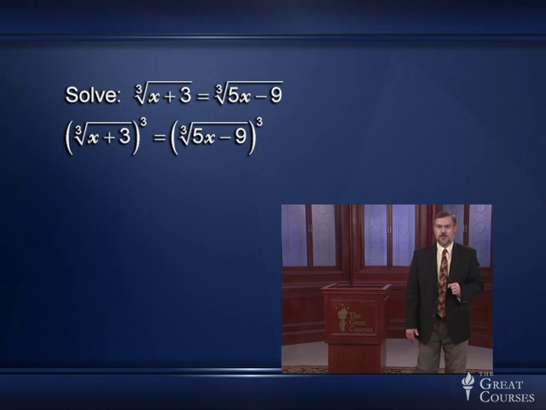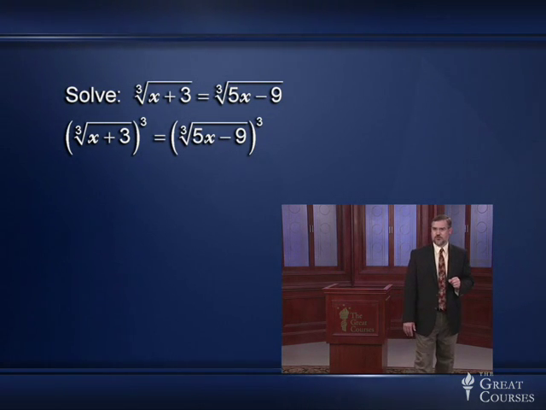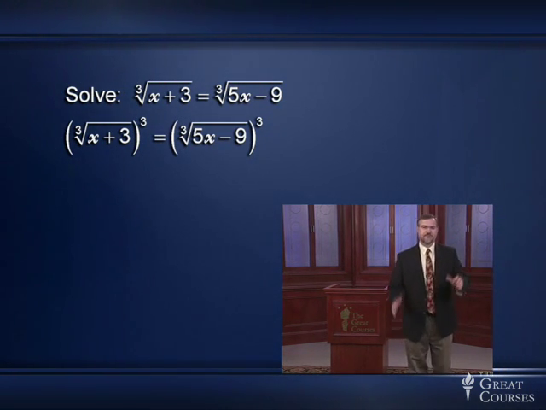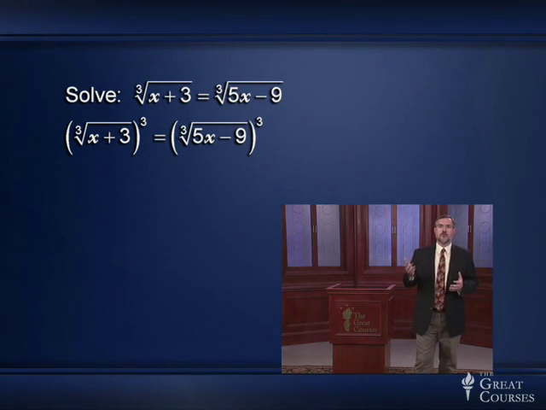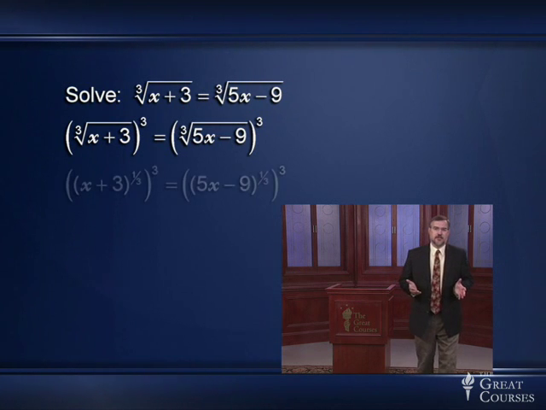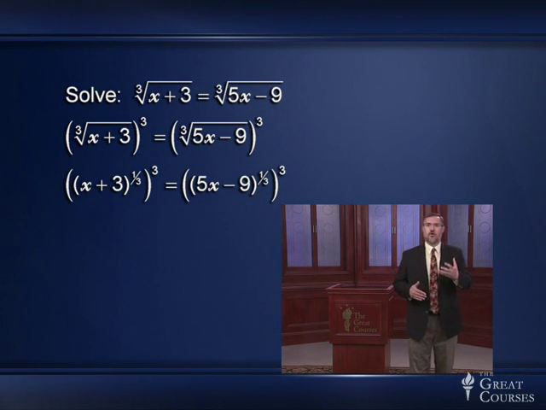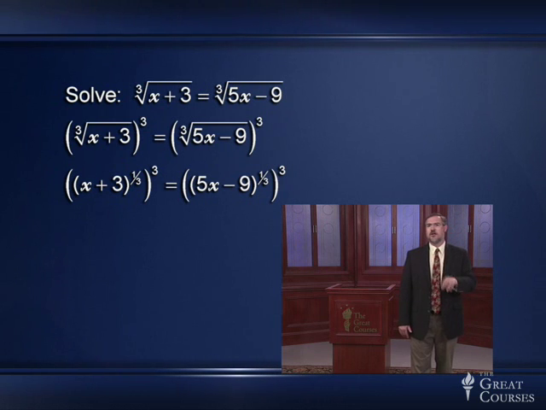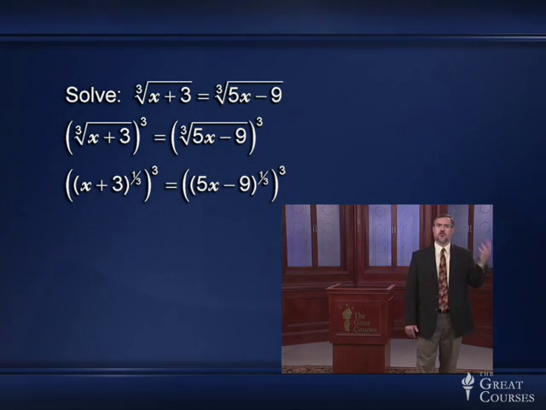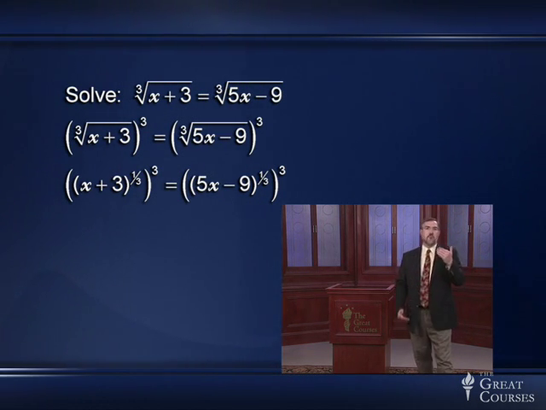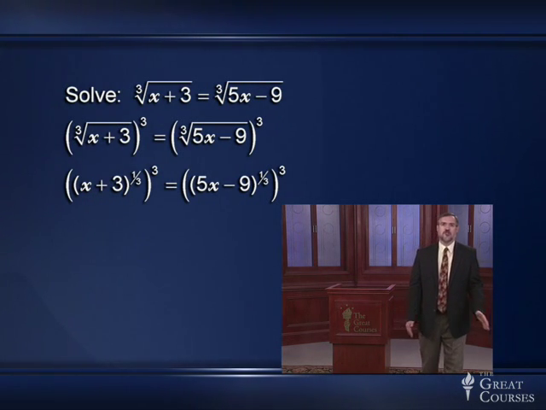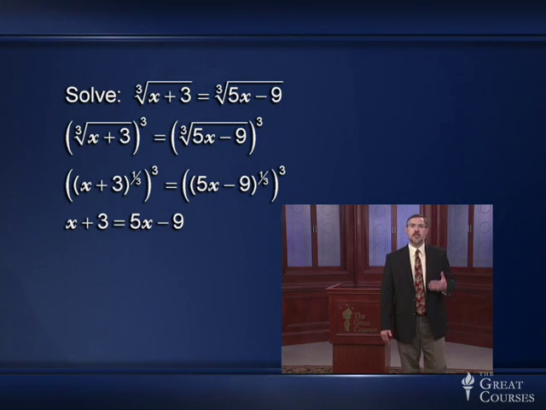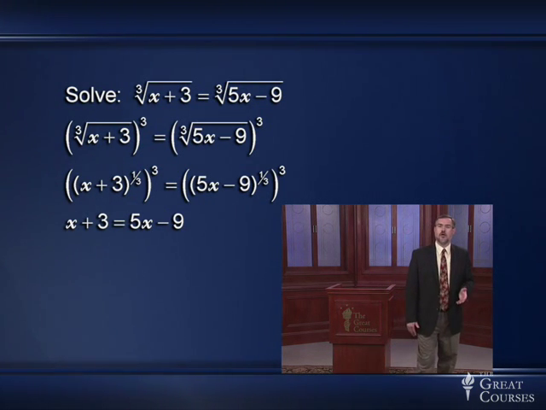Okay, we started with third root of x plus 3 equals third root of 5x minus 9. And I raised both sides to the power of 3. And using a rule similar to what we discussed earlier, basically, you're just going to have x plus 3 to the 1/3 cubed equals 5x minus 9 to the 1/3 cubed. And the 1/3 will multiply with the 3 thanks to the laws of exponents. That's just 1. And so you really only have x plus 3 to the 1 equals 5x minus 9 to the 1, or x plus 3 equals 5x minus 9.